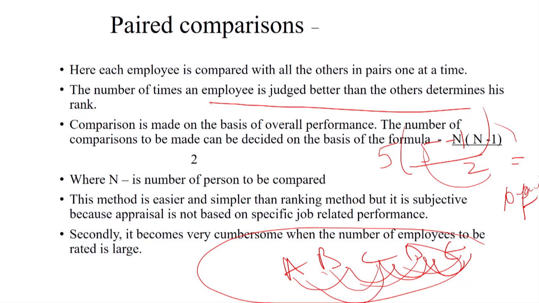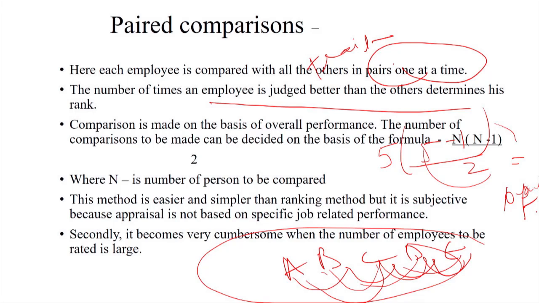So, this method is much easier and simpler than the ranking method, but it is subjective because the appraisal is not based on a specific job related performance, because it is related to only one trait. We are talking about the trait in the case of paired comparison. So, the pairs so ascertained will give us the maximum possible permutations and combinations. That means here we have 10 pairs.